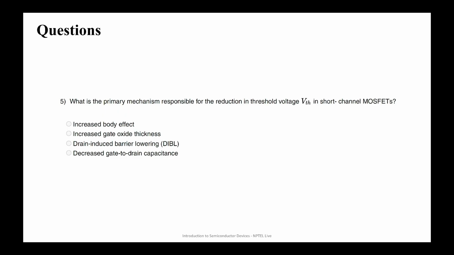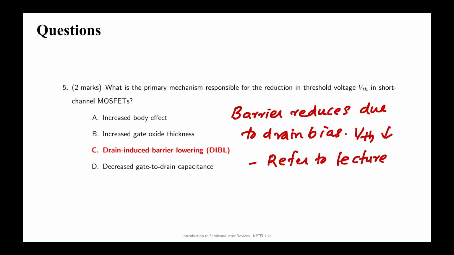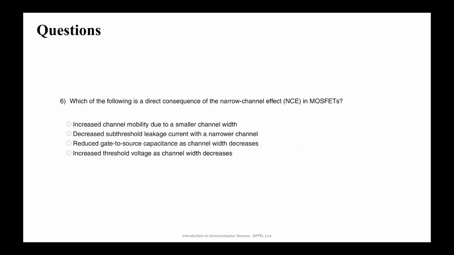What is the primary mechanism responsible for the reduction in threshold voltage in short channel MOSFETs? Increased body effect, increased gate oxide thickness, drain induced barrier lowering, decreased gate to drain capacitance. The answer would be drain induced barrier lowering. Barrier reduces due to drain bias, which reduces the threshold voltage.